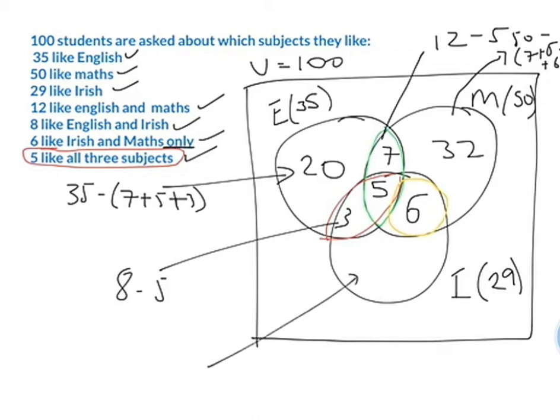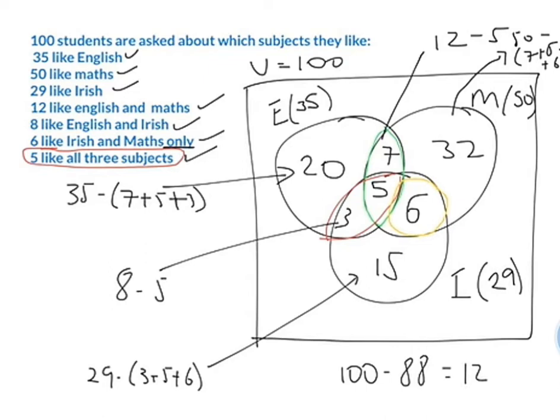And what about this portion? Again, we're gonna apply the same technique. 29 minus 3, 5, 6. It's already written inside the Irish circle. How we're gonna find this portion? There must be some students who don't like any of these subjects, English, maths or Irish. The portion which is inside the rectangle but outside the circles. 100 minus 88. Subtract all the numbers from it.